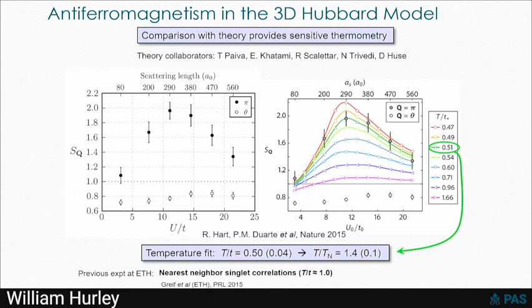So the temperature turns out to fit something which is just above the Néel temperature. The Néel temperature is believed to be about 0.37 in units of the hopping, and we got to about 0.5. So this indicates that there are antiferromagnetic correlations that are already there and developing, but it's not below the phase transition, in the regime of quantum magnetism.